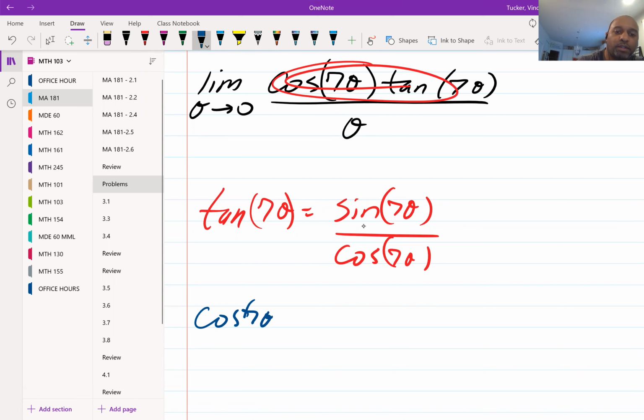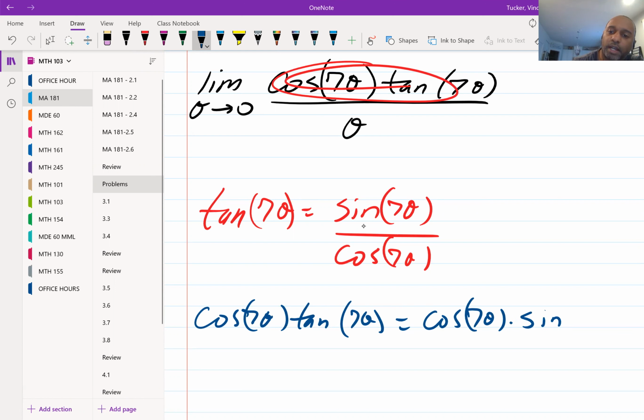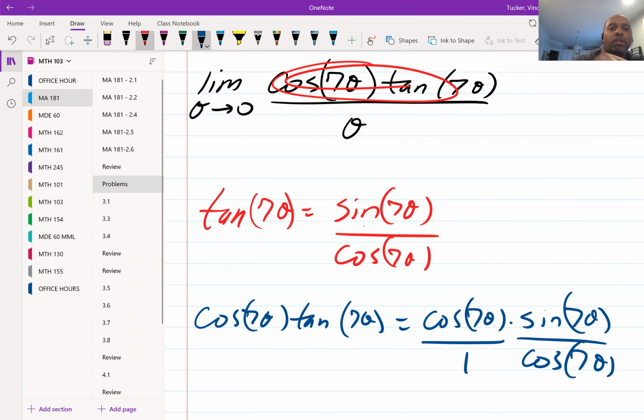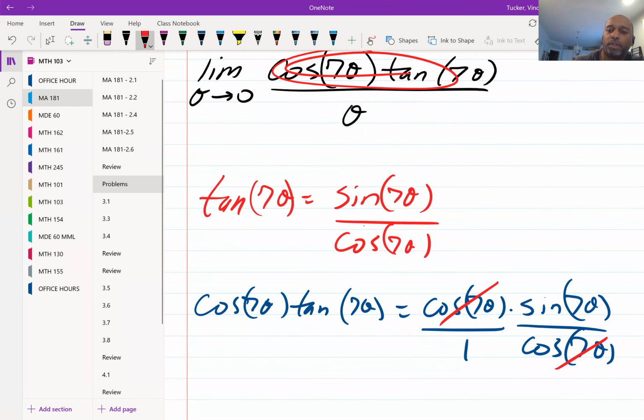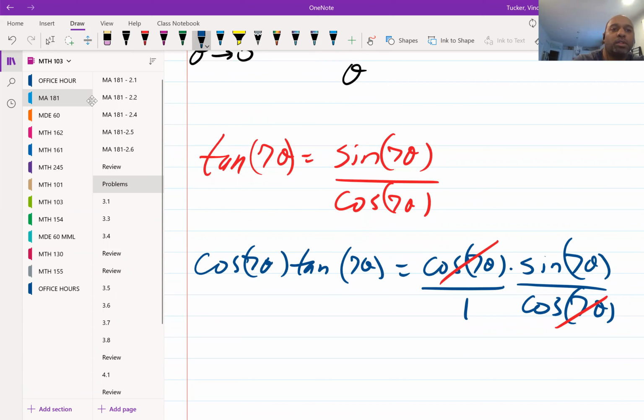So if I'm just looking at this top up here, and I want to simplify that, I have cosine 7 theta times tan 7 theta, which is the same thing as cosine 7 theta times sine 7 theta over cosine 7 theta. So cosine over cosine will cancel, leaving me with just sine of 7 theta.